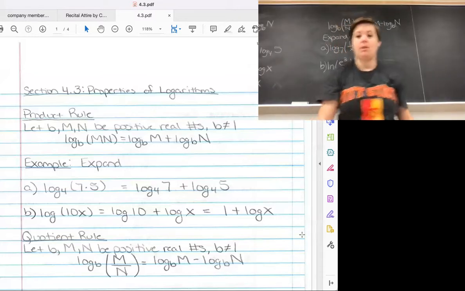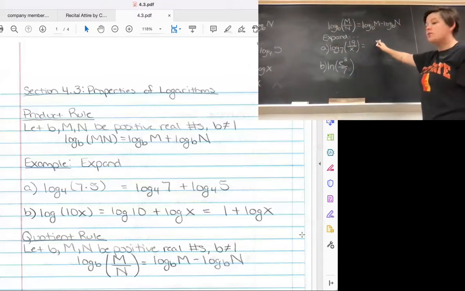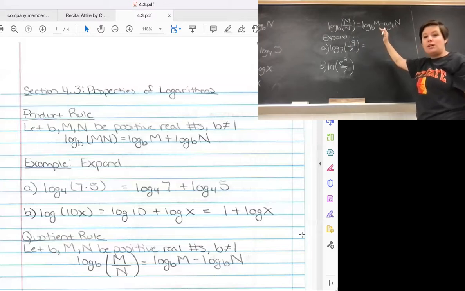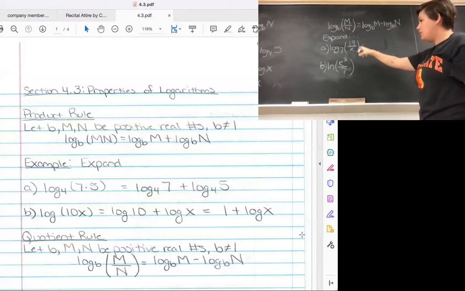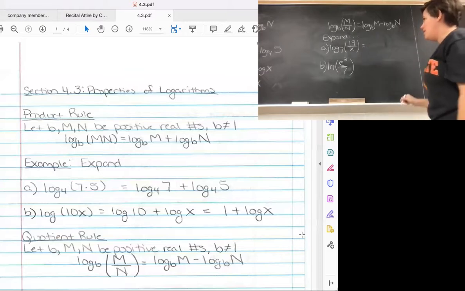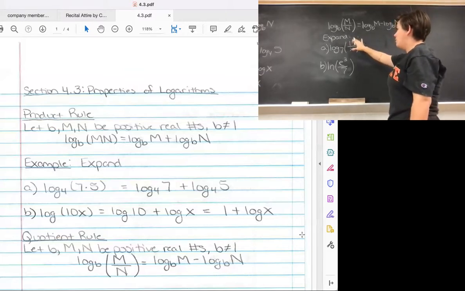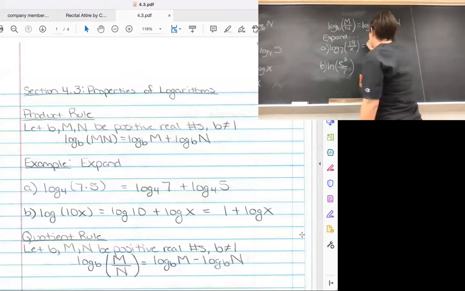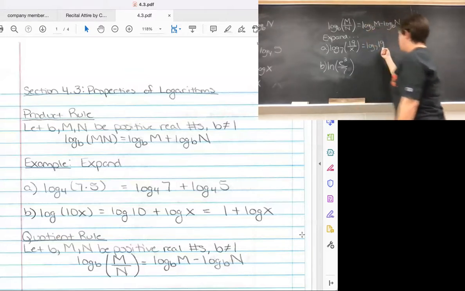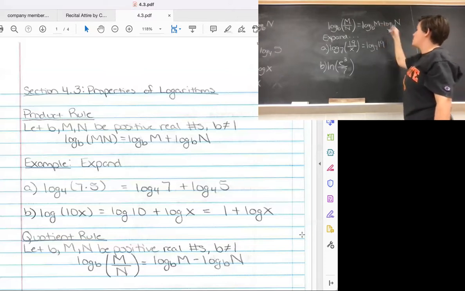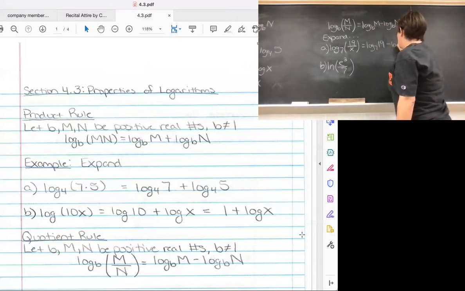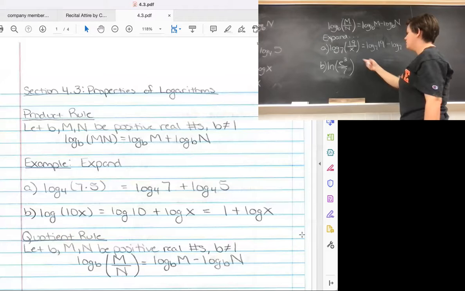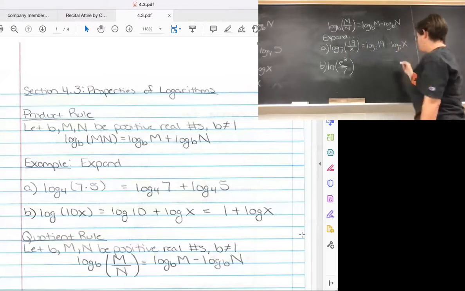Okay. Again, we are going to expand. We are not solving. We are not finding the solution. We are expanding. We have log base 7 of 19 divided by x. So based on our quotient rule, we write the top, our numerator first. Same base, so log base 7, and then write our numerator of 19. Then we put subtract log base 7 of our denominator, x.